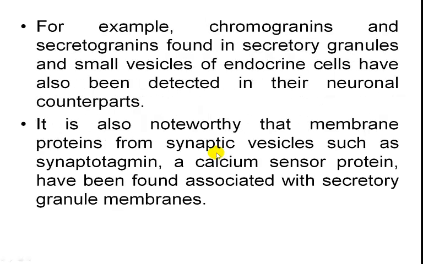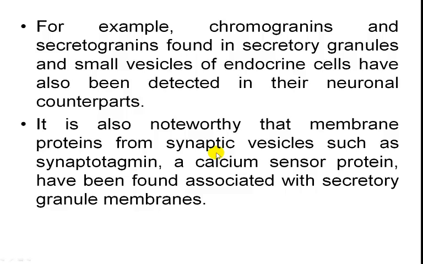For example, chromogranins and secretogranins found in secretory granules and small vesicles of endocrine cells have also been detected in their neuronal counterparts. So what might these granins be doing? That's not a focus of our conversation today. It's a question for you, if it interests you, to begin to investigate it.